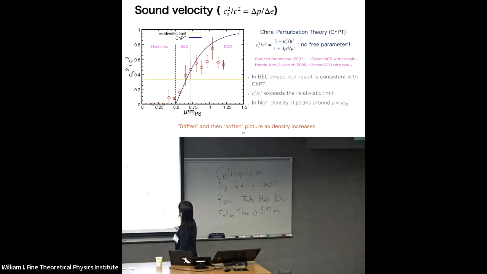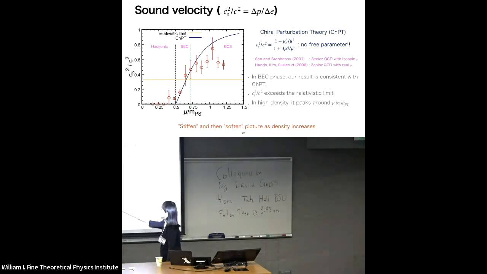equation has no free parameter once we fix the value of the critical chemical potential. And our data is consistent with this prediction of chiral perturbation theory, at least in the BEC phase. And the chiral perturbation theory says eventually sound velocity goes to the speed of light. So I think people believe at some point this chiral perturbation theory will fail. Actually, our lattice data deviate from this prediction in the high density region.